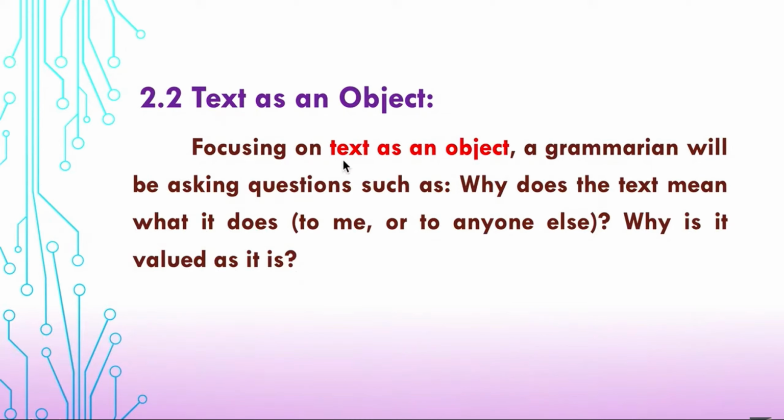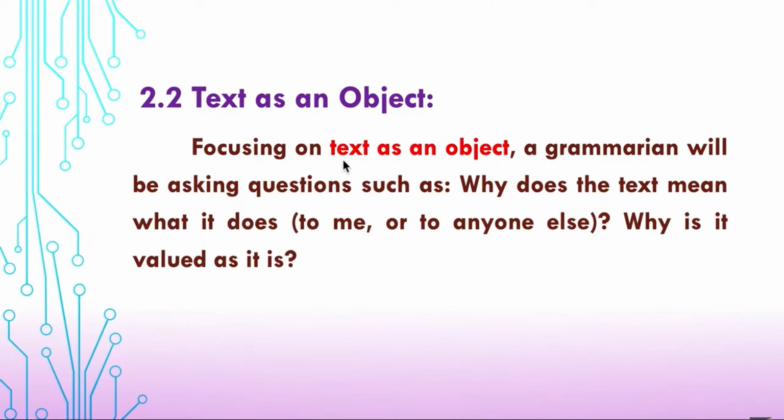Why is it valued as it is? Look, text as an object means there is a text, and the text in front of your eyes works as an object. Now, as an object, the first question that should come to your mind is, why does the text mean what it does? Every text, every oral or written piece, has some meaning behind it. But what does this text mean? Why does the text mean what it does? It means something, but what? Why does it mean what it wants to mean? This we will look at.